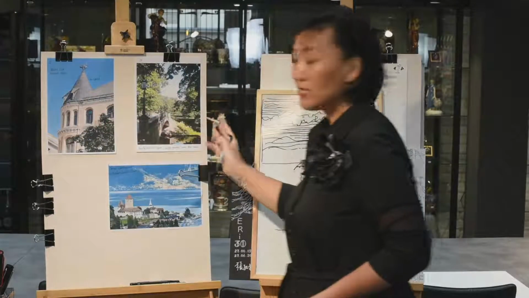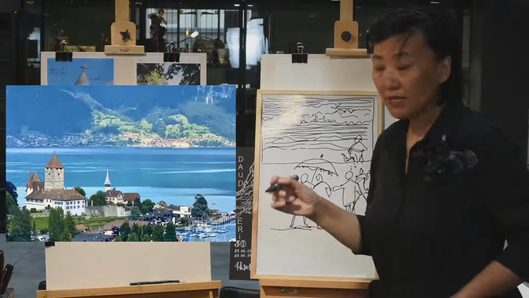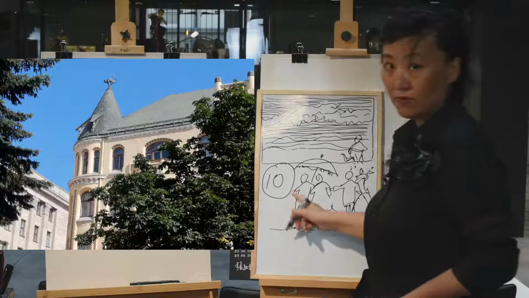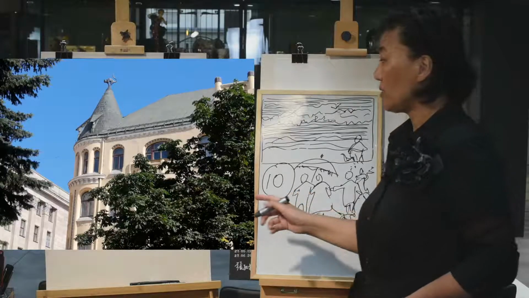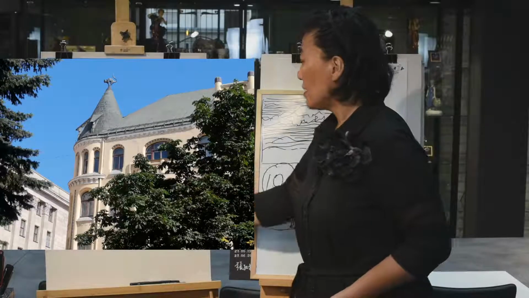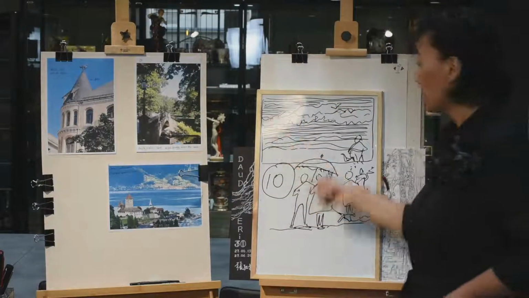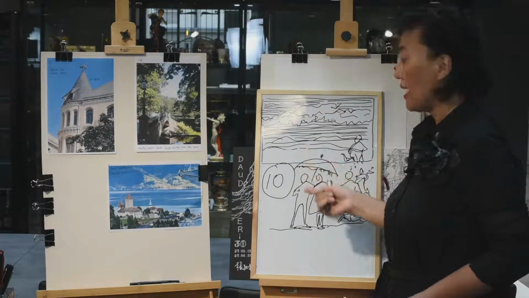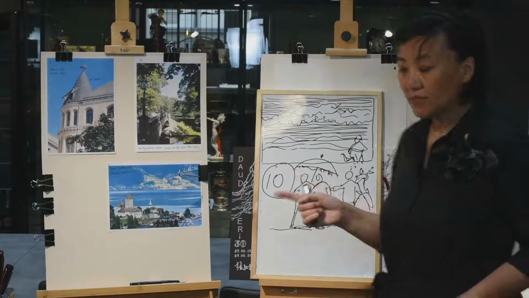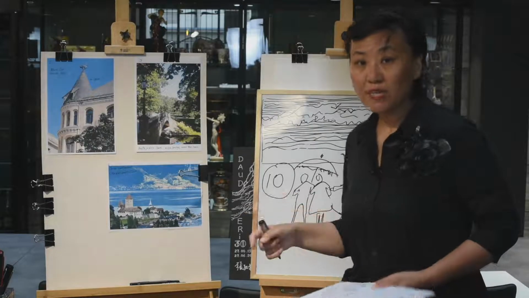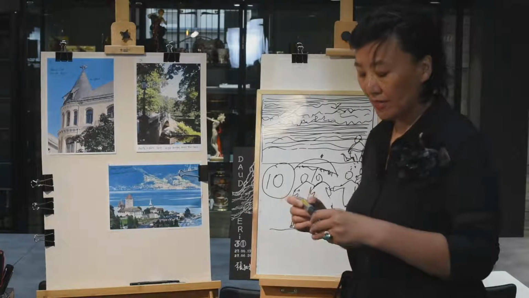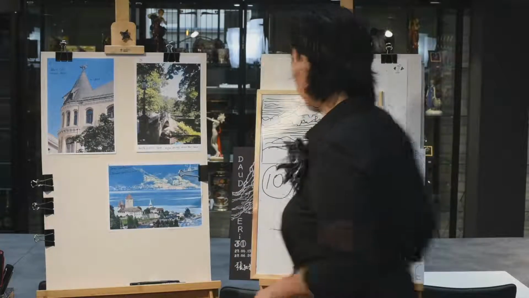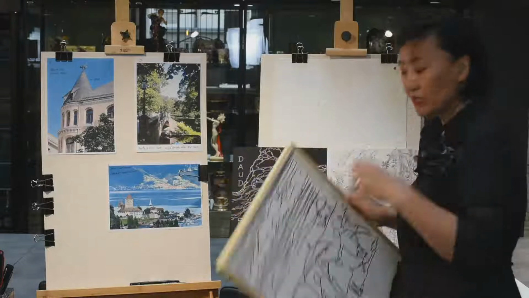We will use these 3 pictures. Each one we will use only 10 minutes. Remember, only 10 minutes. We start with 1, 2, 3. So 30 minutes, we will try to finish 3 works today. And in the last 5 minutes, maybe I will show you some sketches I've been doing these few days. Okay, we'll start from the first. I will draw with you together.